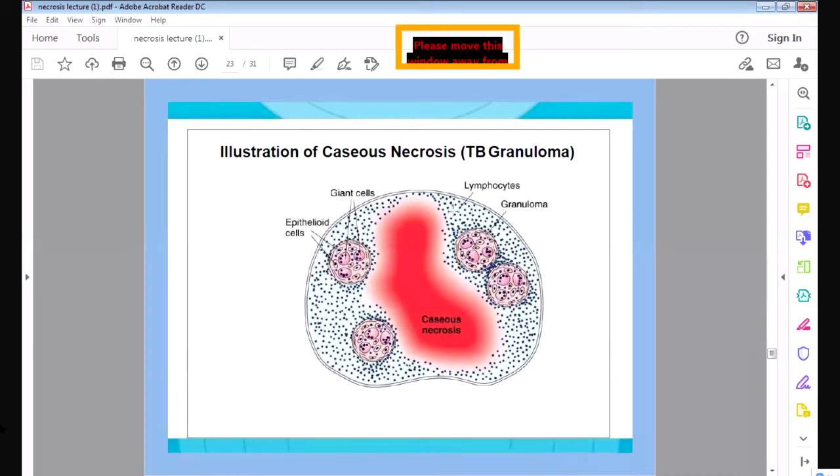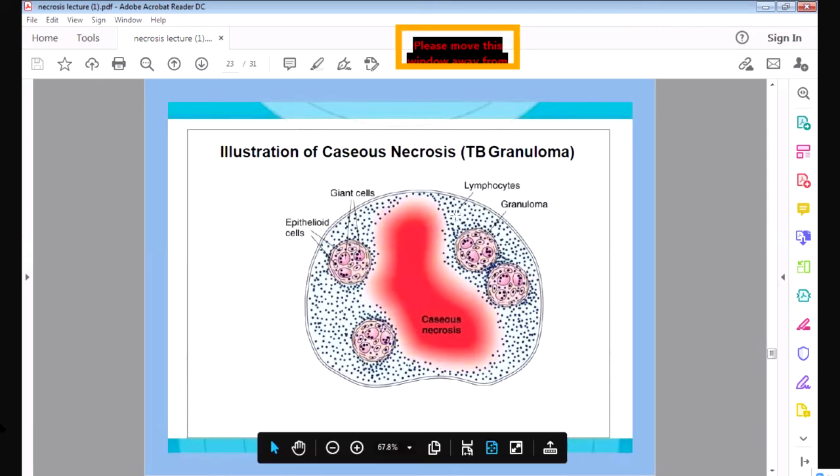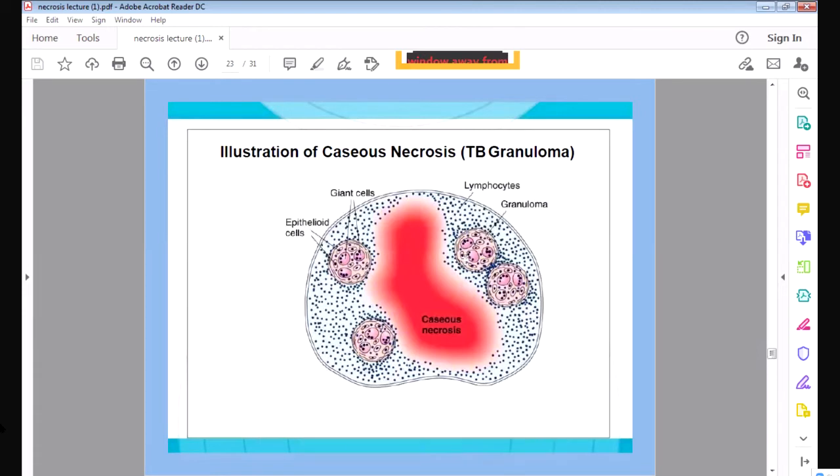Then it is surrounded by lymphocytes. These are the lymphocytes. And granuloma. Granuloma means you will see a lot of giant cells. Giant cell means one cell with many nuclei. And epithelioid cells are spindle-shaped elongated cells which are macrophages. So you should remember that in caseous necrosis you will see granuloma. What is the granuloma?